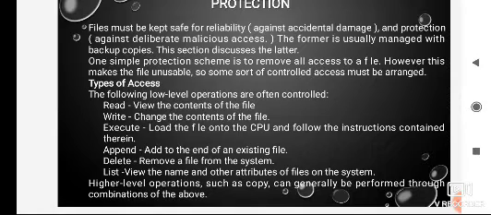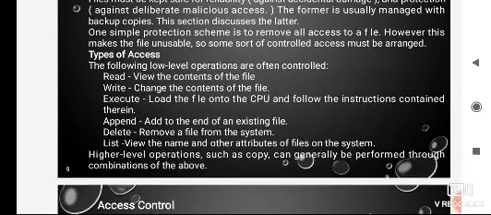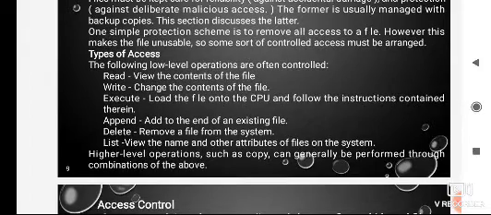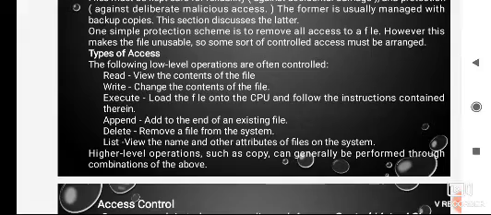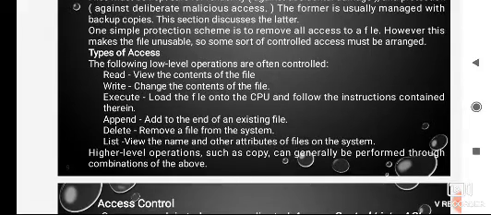Types of file access: the following low-level operations are often controlled. Read, that is, view the content of the file. Write means change the content of the file. Execute means load the file onto the CPU and follow the instructions contained there. Append means add to the end of an existing file. Delete means remove a file from the system. List, view the names and other attributes of files on the system. Higher-level operations such as copy can generally be performed through combinations of the above.